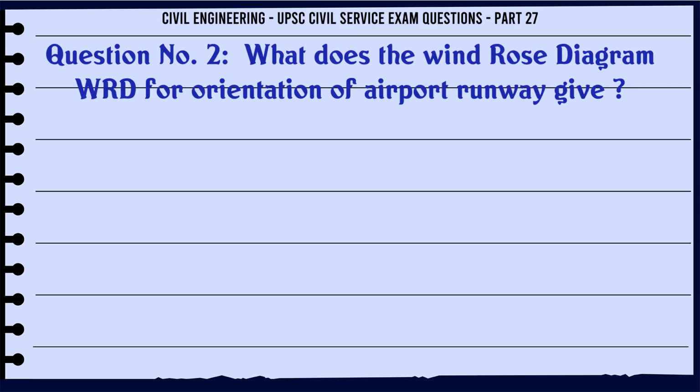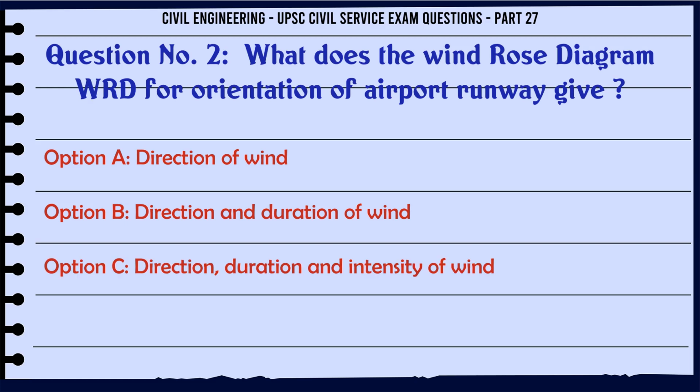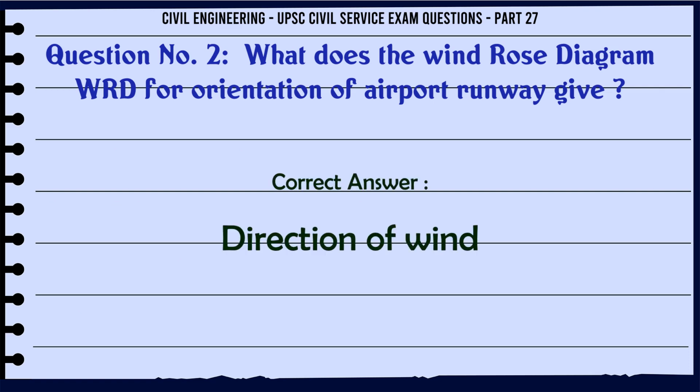What does the wind rose diagram (WRD) for orientation of airport runway give? A. Direction of wind. B. Direction and duration of wind. C. Direction, duration and intensity of wind. D. None of the above. The correct answer is direction of wind.